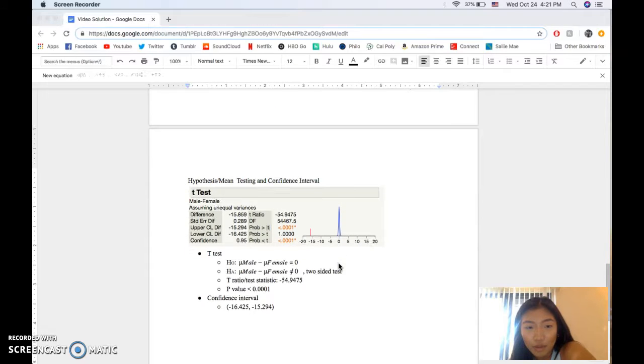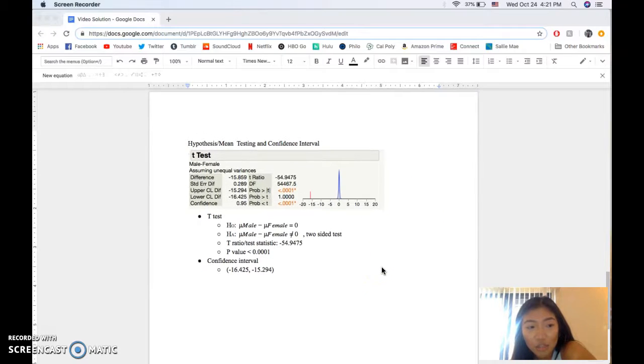Lastly, we move on to the hypothesis or mean testing and confidence interval. So we use the t-test because we assume unequal variances from the previous Levene test. And the null hypothesis states that the average time a male spends grooming minus the average time a female spends grooming equals 0. And the alternative hypothesis states that the average time a male spends grooming minus the average time a female spends grooming does not equal 0, which leads us to use the two-sided test.